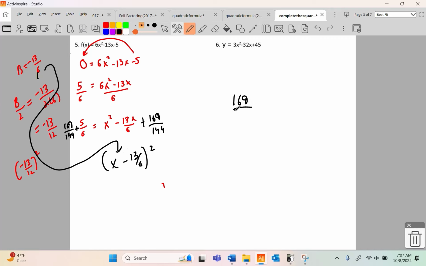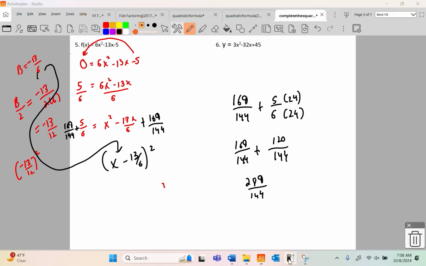You got 169 over 144 plus 5/6. You're going to have to multiply 6 by 24 to turn it into 144. And if you do it to the bottom, you better do it to the top because you learned that in 4th and 5th grade. And 5 times 24 is 120. And we'll check me just to make sure I'm right because you guys won't believe me. And this is 289 over 144.